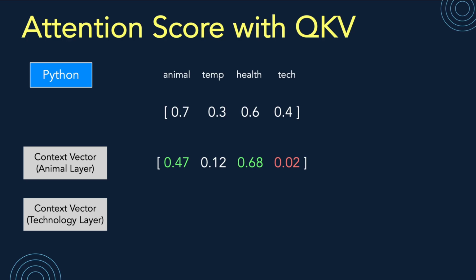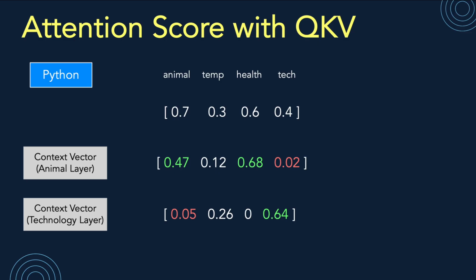But the context vector of the same word Python in the technology layer was different. It was 0.05, 0.26, 0 and 0.64. So you see the animal property got reduced again drastically, but the value of the tech dimension got increased. So what does it tell you? It tells you that the animal layer suppressed the technology property, but the technology layer amplified the technology property.